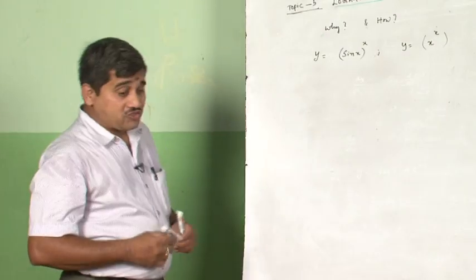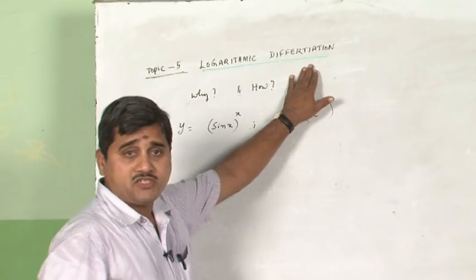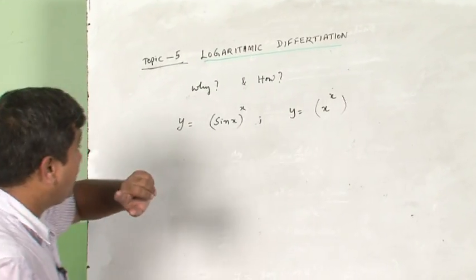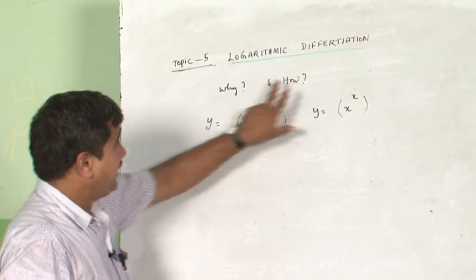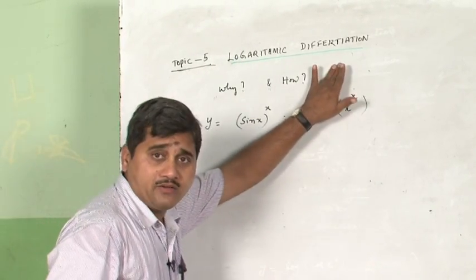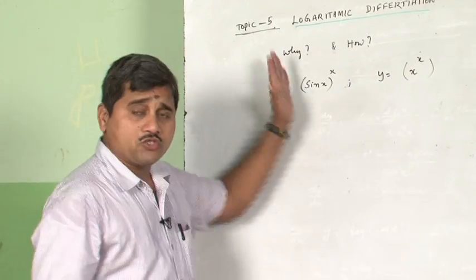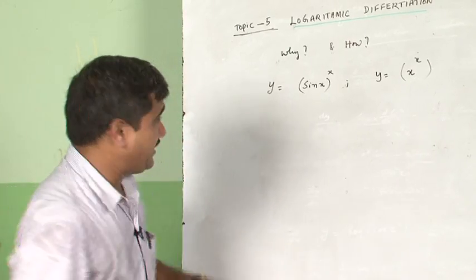Well, dear children, topic number 5 is logarithmic differentiation. Now, I want to tell you one thing. I have written two words, why and how. Let us first understand why. Why logarithmic differentiation? It is a very interesting question, you must know, because this is a topic which is going to fetch you 4 marks definitely in the examination.